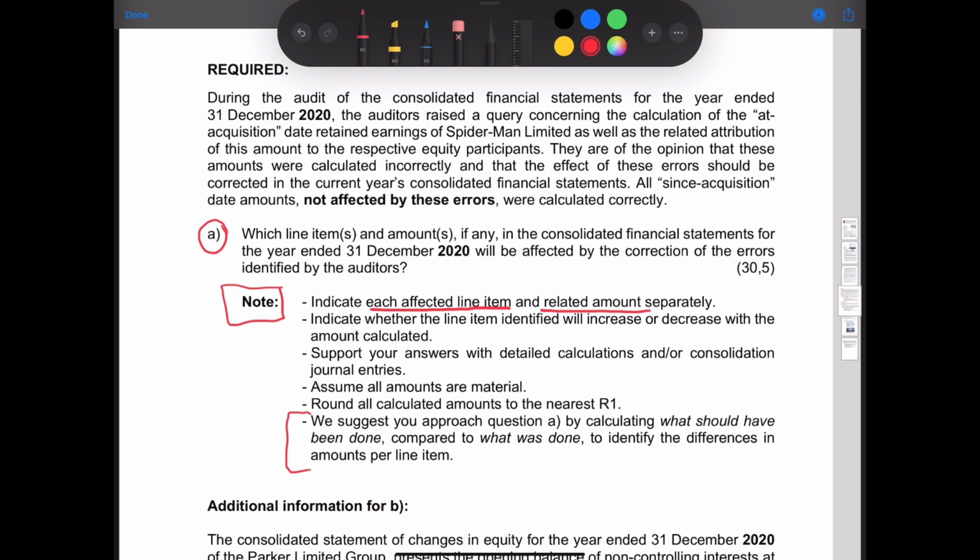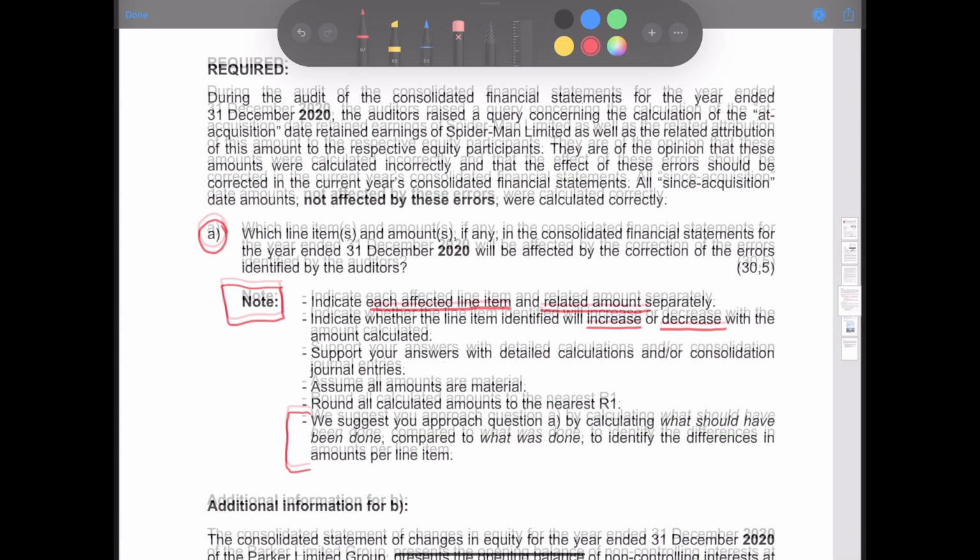Also, the note said to indicate whether the line item identified will increase or decrease with the amount calculated. Many students only said that the line item would change, and this is not answering the required, and it indicates that the students are not reading the note properly, which gives very important information.